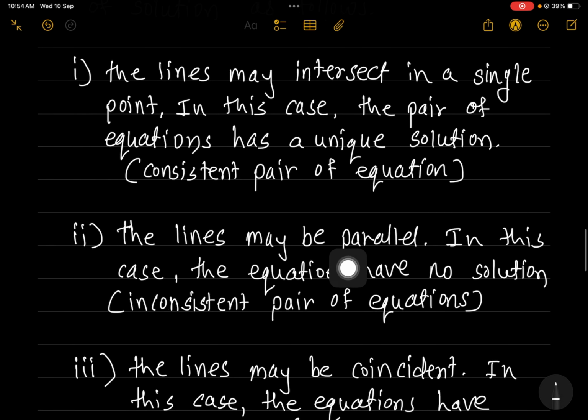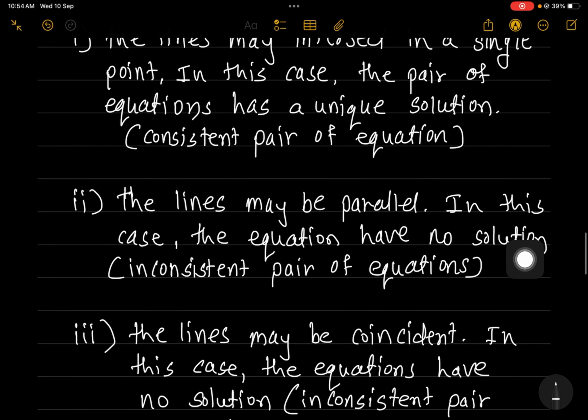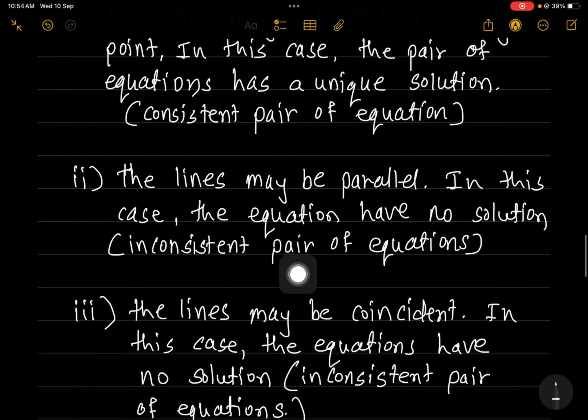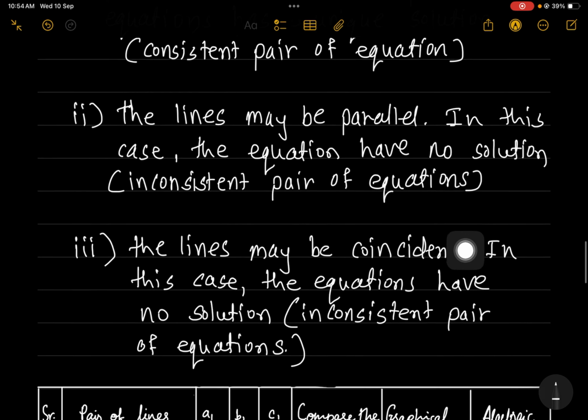Second, the lines may be parallel. On the graph you will understand whether a line is parallel or intersecting. In this case, the equations have no solution. When lines are parallel, there is no solution. You will understand this in Exercise 3.1, the first exercise, which has graphs, and then we will solve it. Parallel means you will not get common points, which means you will not get a solution. This is an inconsistent pair of equations.